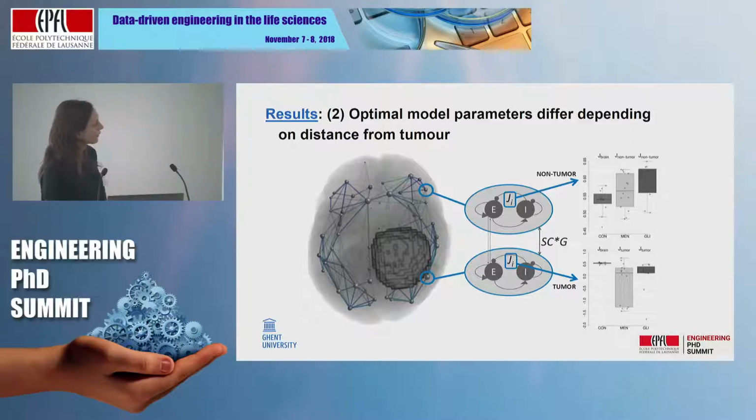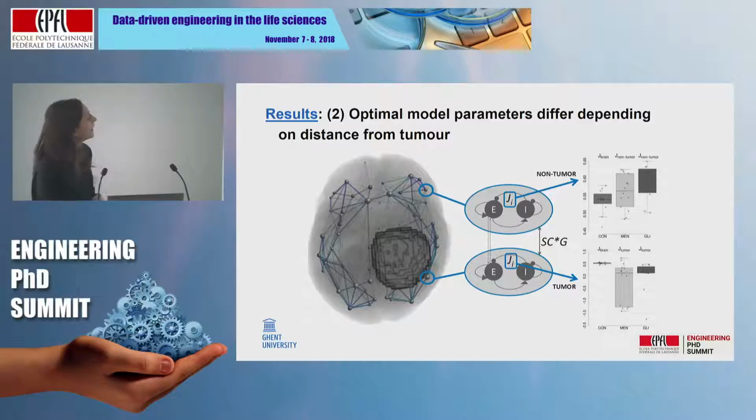Whereas in regions that are very close to the tumor, we can see the opposite, with much lower inhibition compared to healthy levels. And this was actually quite surprising. We didn't expect to find such big results because we didn't specify to the model which were the brain tumor patients and which were the control subjects. We didn't specify where the tumor was located, but still the model could pick up some differences in the dynamics, and we found these results.